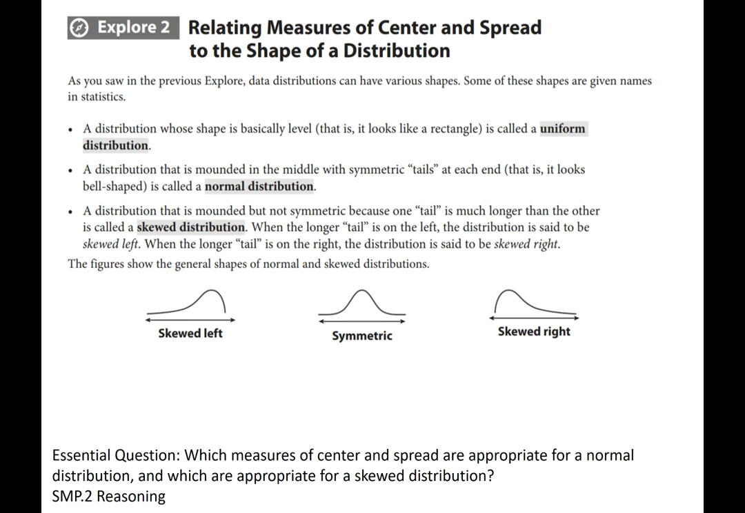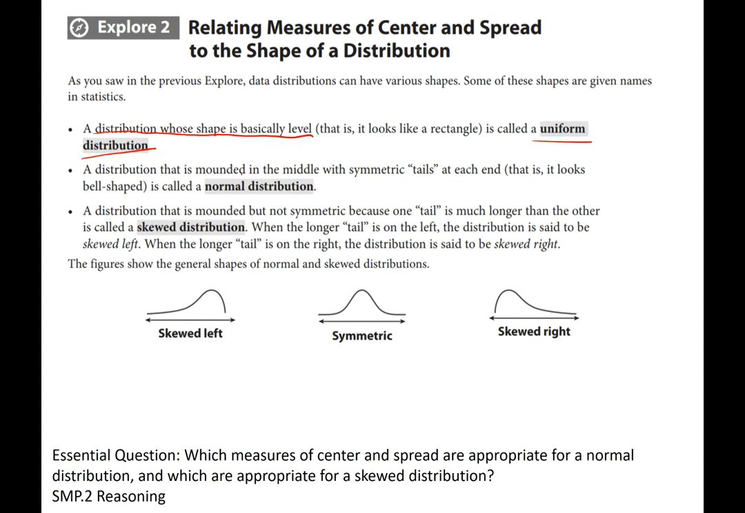All right, so hopefully you notice now in these pictures that we've got some actual names for the way that data picture looked in the last example. So let's read through the definitions here. As you saw in the previous Explore, data distributions can have various shapes. Some of these shapes are given names in statistics. A distribution whose shape is basically level is called a uniform distribution. Like the first one that we saw was pretty uniform.